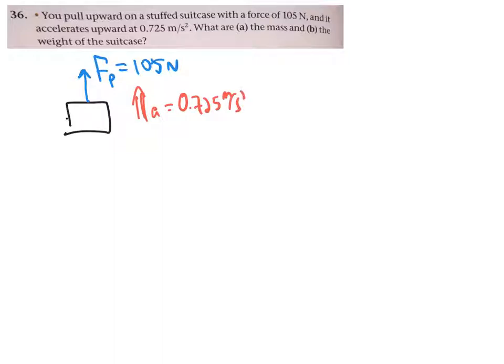What we've left out, though, is that this was not the complete free body diagram. In addition to the force pulling upward, the Earth is still always going to be pulling downward. So our free body diagram actually looks like that.